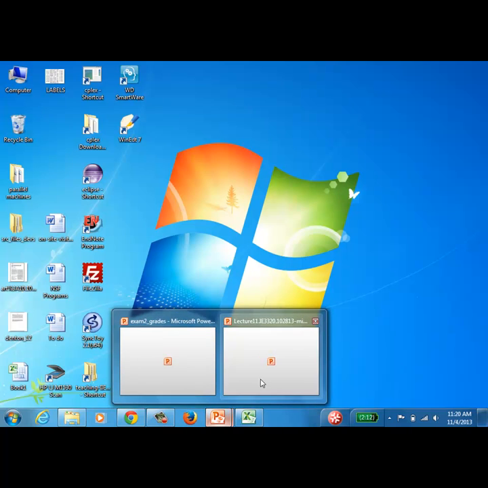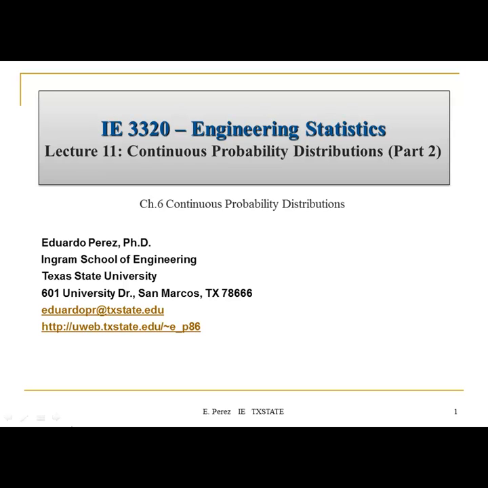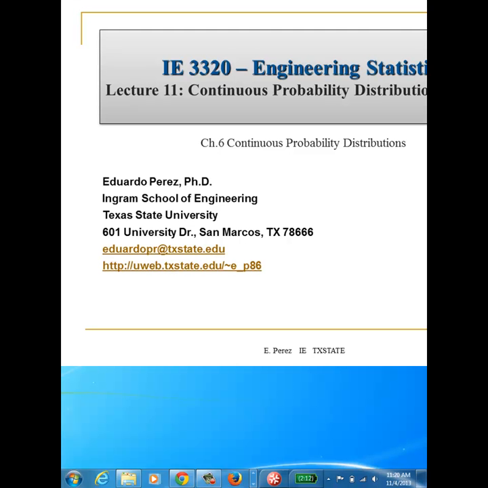So for today, what I have here is the second part of the continuous probability distributions topic. We already learned about the normal and the uniform distributions. Today we're going to look at 4 different distributions, in addition to those 2, and we're going to start with the gamma.